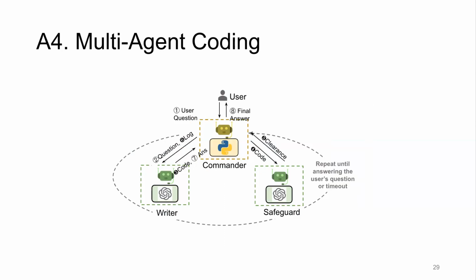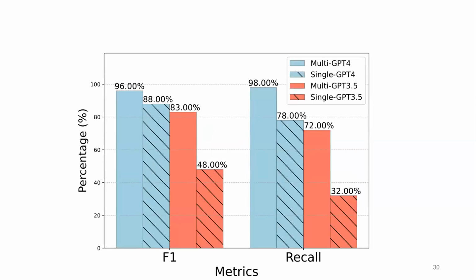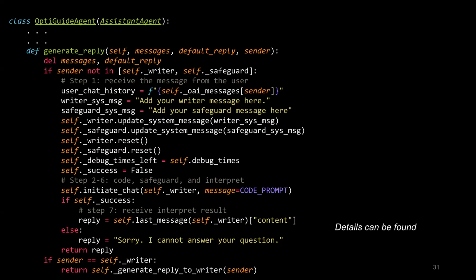If some bugs happen while executing the code, the commander will go back and ask the writer, hey, your code doesn't run, just correct that for me. So it will be more complex. And here is the diagram showcasing how accurate the safeguard is. We can see that by using the multi-agent design, even with GPT-4, we can still improve the accuracy by F1 score by around 10%. And here is the code.